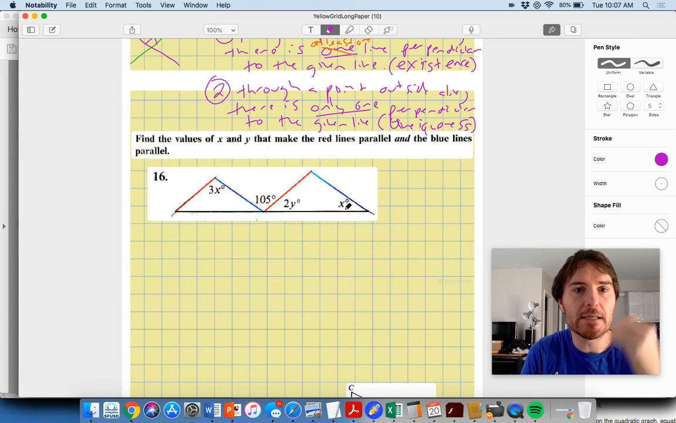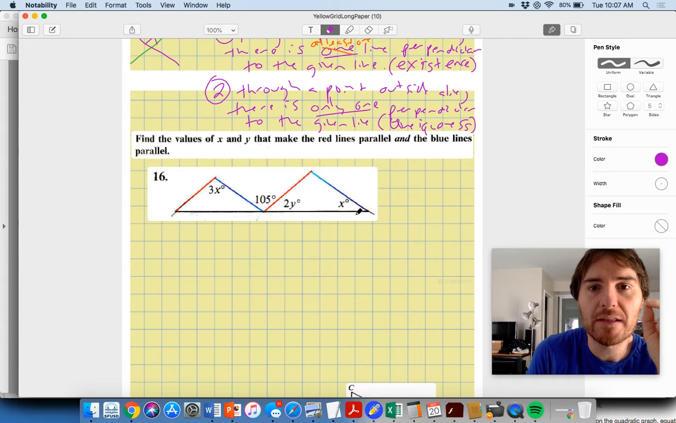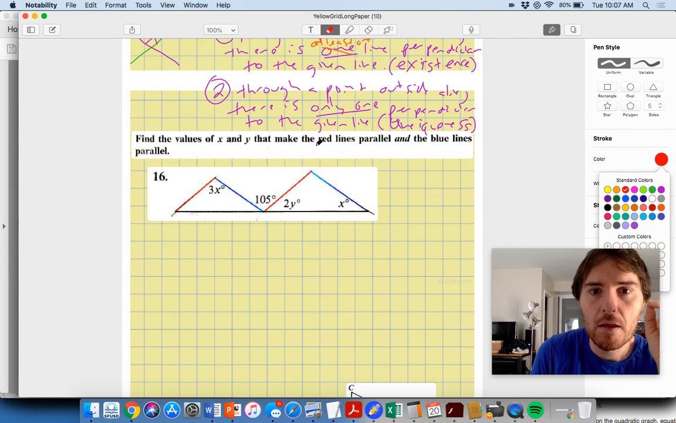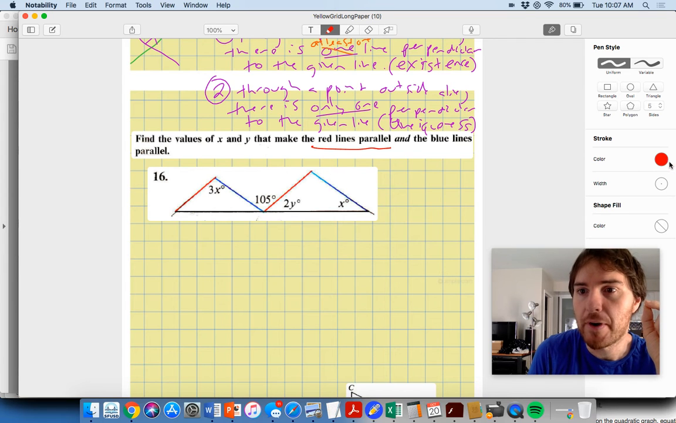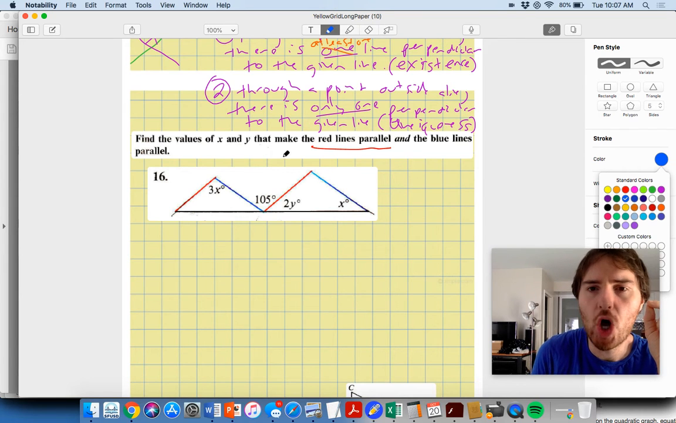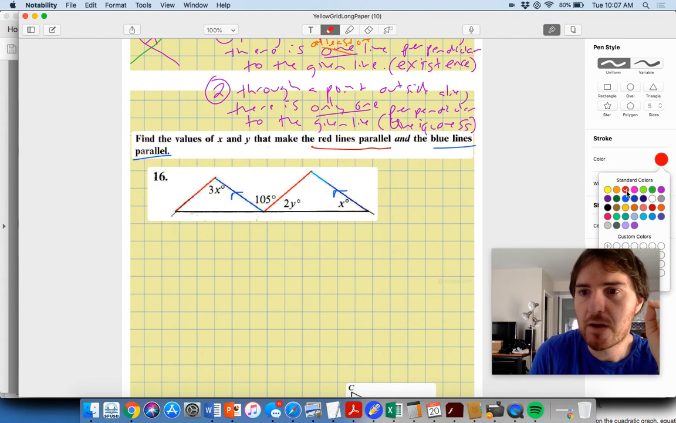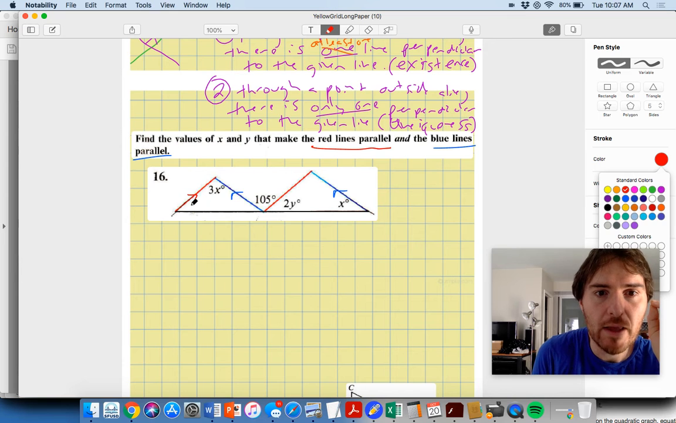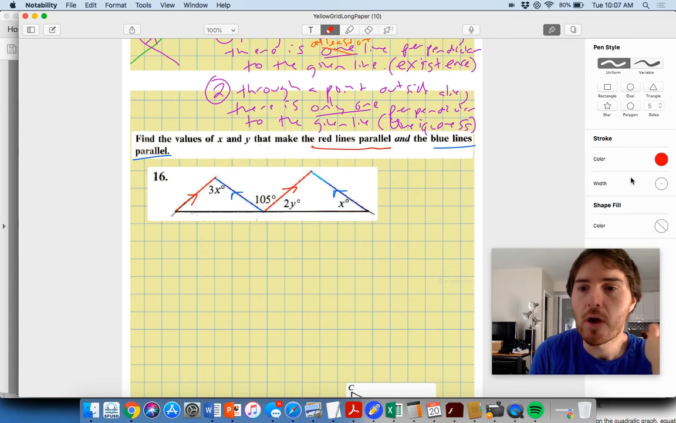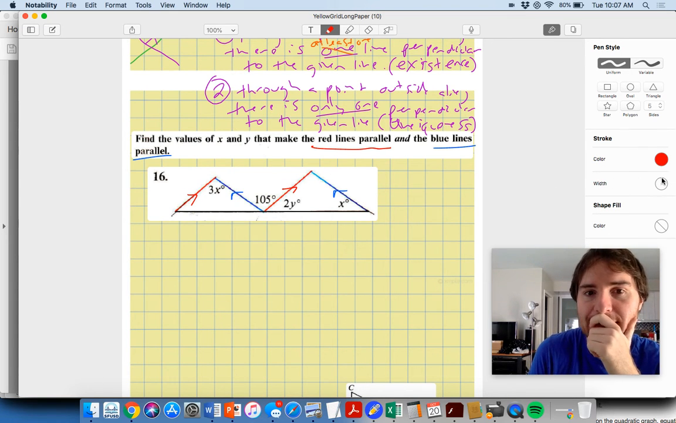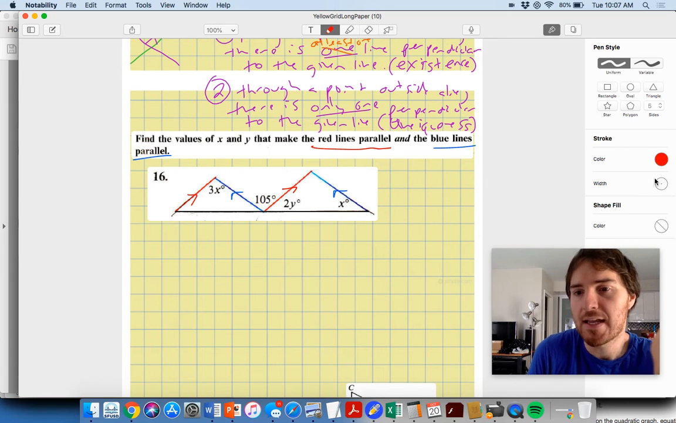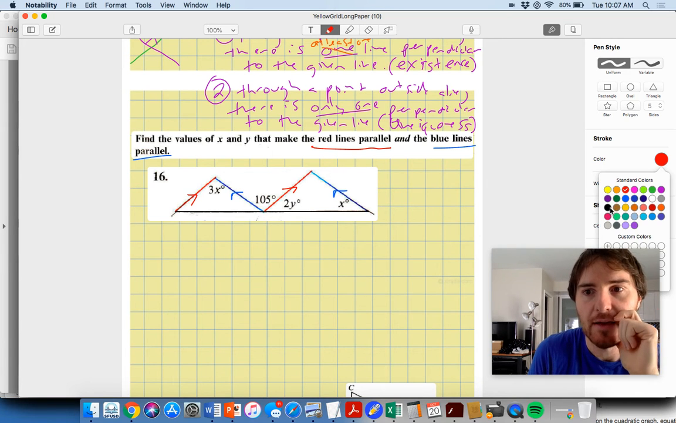All right, number 16 here says find the values of x and y that make the red lines parallel. Okay, so we've got to make the red lines parallel and the blue lines parallel. We've got to get the blue lines parallel, and we also got to get the red lines parallel. So now we need to start making some cases here about ways we can connect things. Sort of a puzzle problem that we have on something like this.